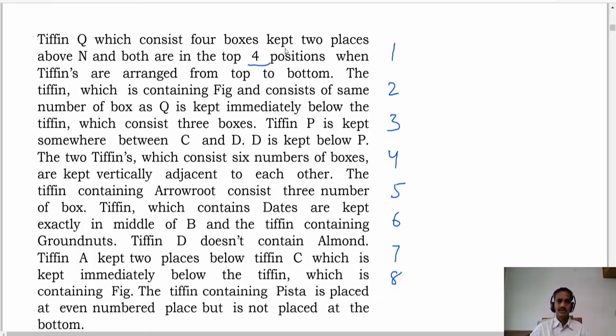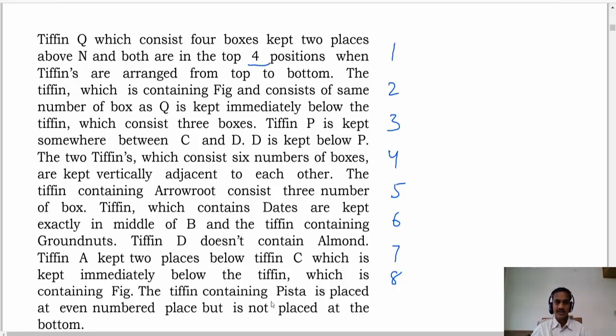No sir, 2 places above N. If N is here, Q will be here. If N is 4th, Q is the second place. How many possibilities do we have? 2 possibilities. Q can be in the first 2 places, N can be 3 and 4.